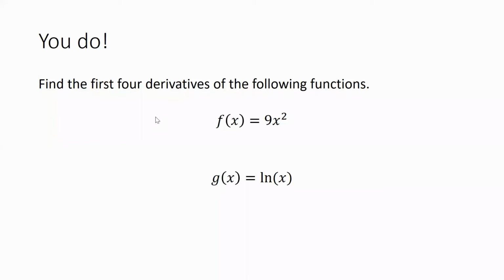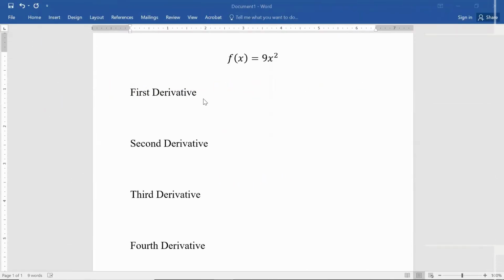Here we go. So if you haven't done this, make sure you pause the video and do it on your own. Otherwise, I will show you how to find the first four derivatives of these two functions. Let's begin with f of x equals 9x squared. We're going to utilize the power rule a lot in this one because 9x squared is a polynomial.